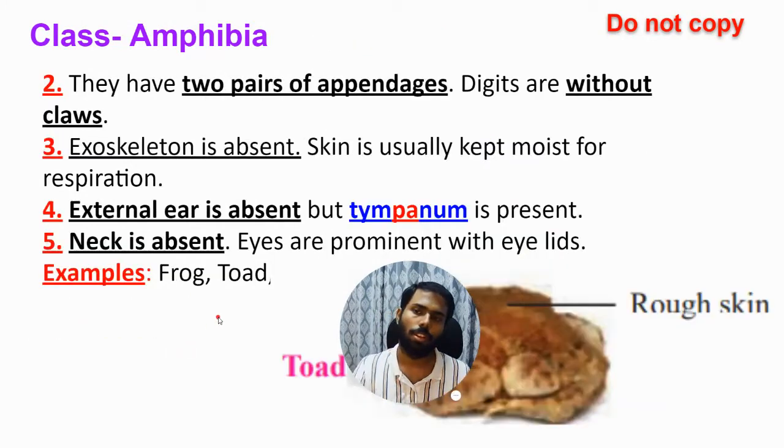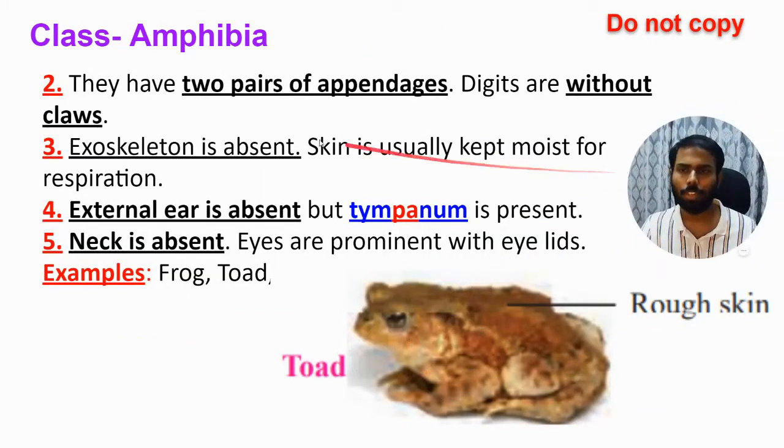Okay. Next, they have two pairs of appendages. Okay, दो pairs होंगे, दो pairs. एक pair यानी दो होते हैं. So दो pairs यानी चार हो जाएंगे. Okay, I'm going to repeat that. एक pair यानी दो चीजें, दो pair यानी चार चीजें. Okay, so they will have four appendages.